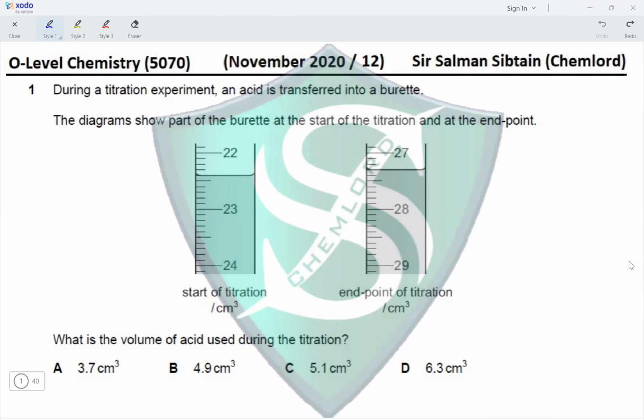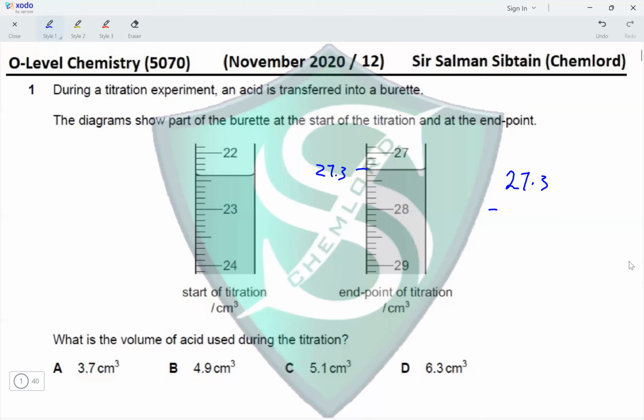So it will be the volume at the end minus volume at the start. So volume at the end would be, so we are starting with 27, so 27.1, 27.2, and 27.3. So the end point of the titration is at 27.3. Then we subtract the starting volume.